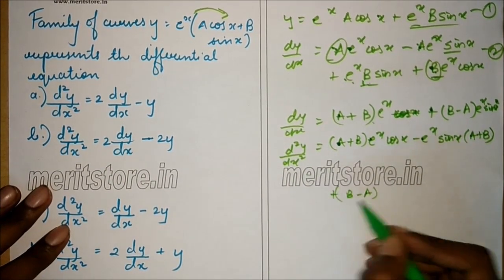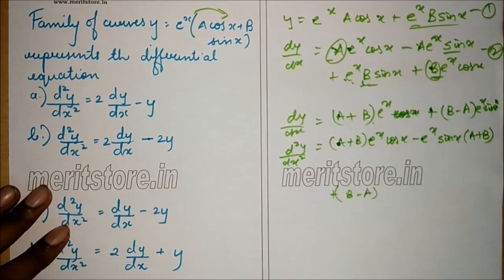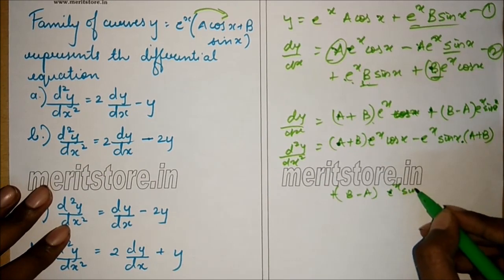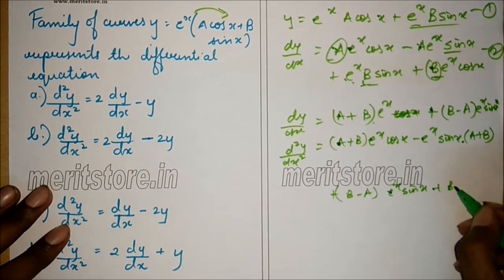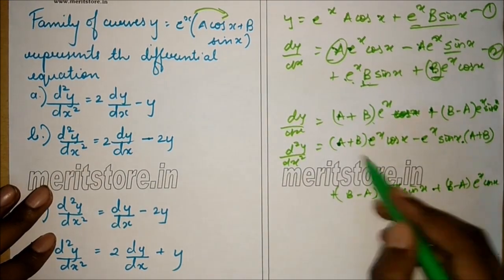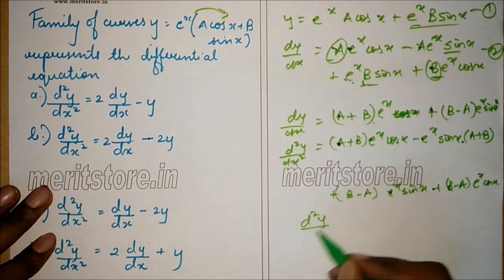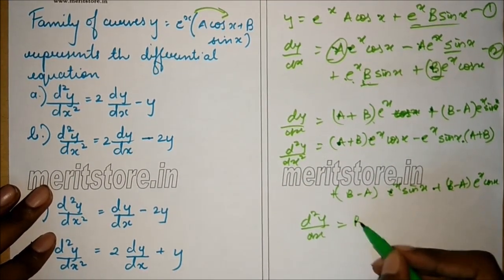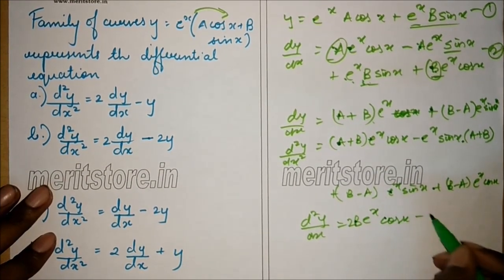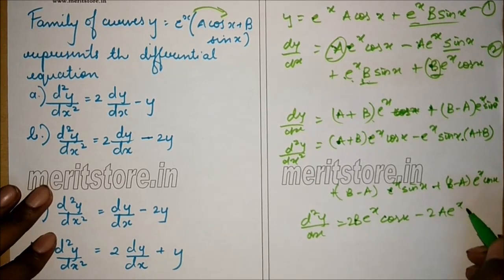minus a into (a plus b minus a) e raised to x sin x plus (b minus a) e raised to x cos x. So simplifying this, we'll be getting d2y by dx square equals 2b e raised to x cos x minus 2a e raised to x sin x.